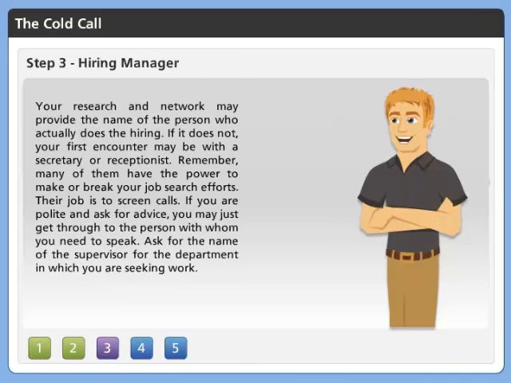The cold call. Step 3. Hiring manager. Your research and network may provide the name of the person who actually does the hiring. If it does not, your first encounter may be with the secretary or receptionist. Remember, many of them have the power to make or break your job search efforts. Their job is to screen calls. If you are polite and ask for advice, you may just get through to the person with whom you need to speak. Ask for the name of the supervisor for the department in which you are seeking work.